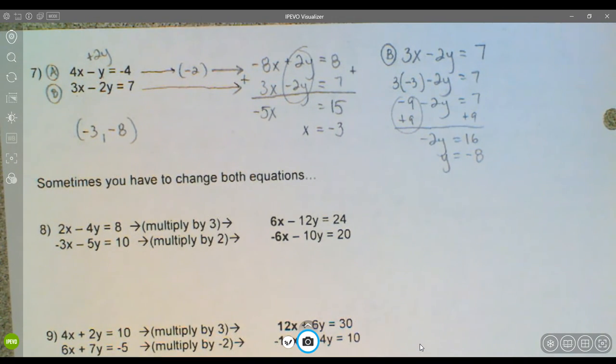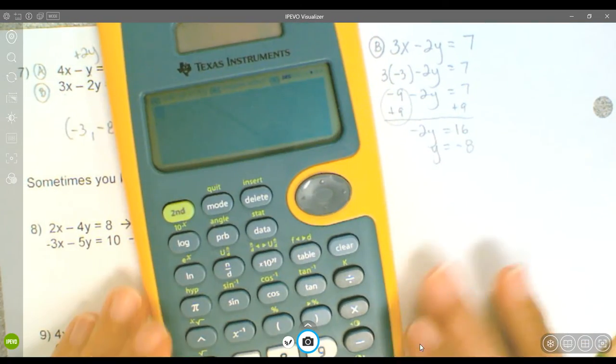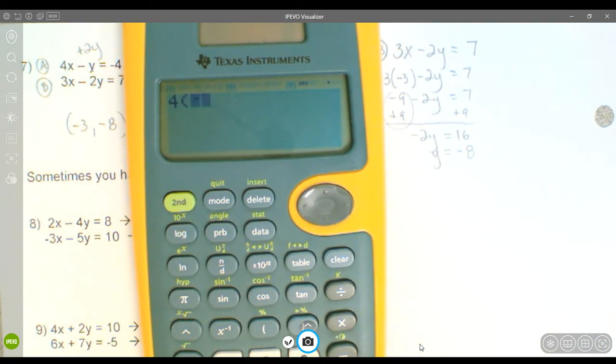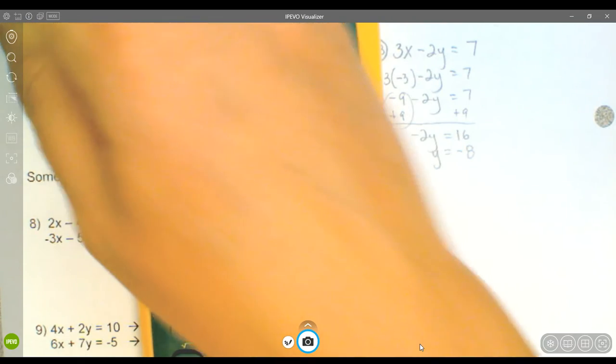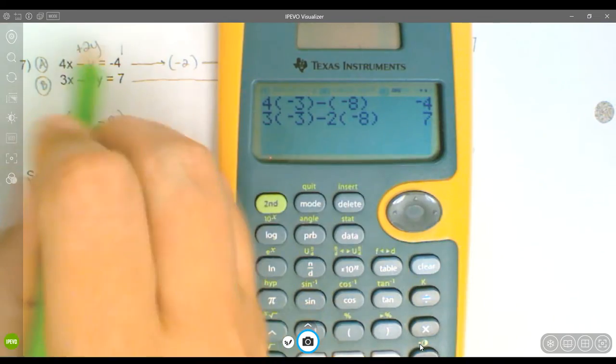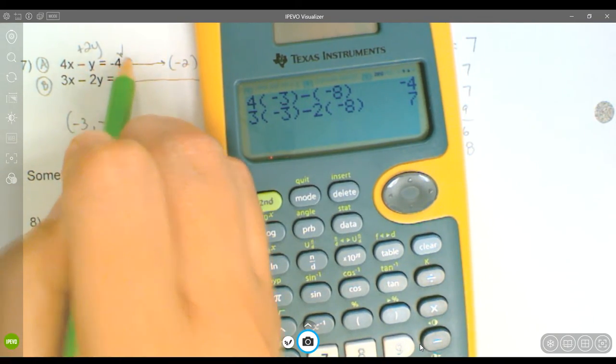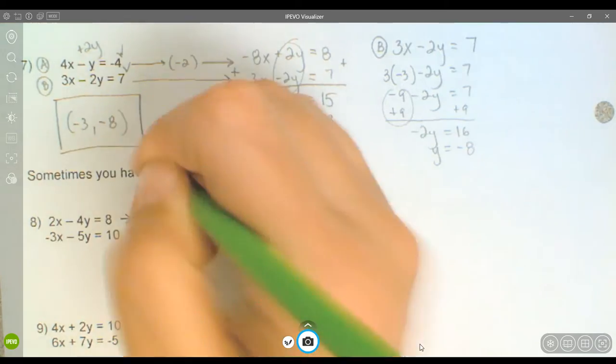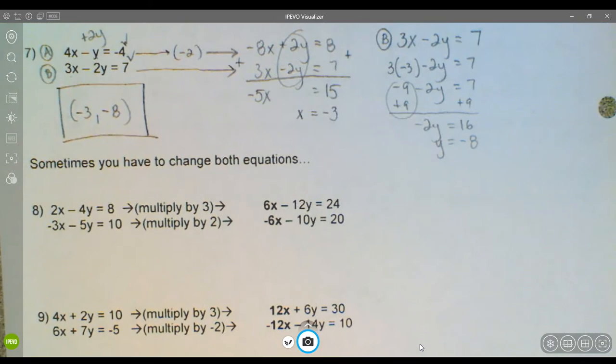I'm not sure that's right. I mean, I am, but I'm not sure it's right. So I want to check my answer to make sure I am right. So let's take 4 times negative 3 minus y, which is negative 8. And I hope I get negative 4, and I do. Now I'm going to take 3 times x, negative 3, minus 2 times y, which is negative 8, and I should get 7. And I do. So it checks for equation A, it checks for equation B. So I am sure that that is my answer.